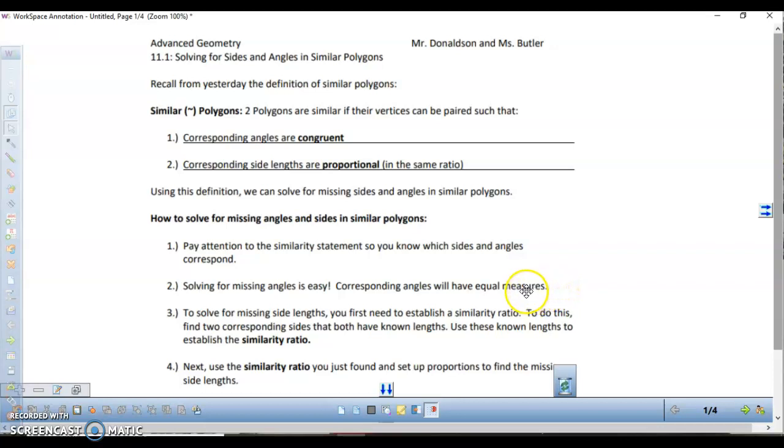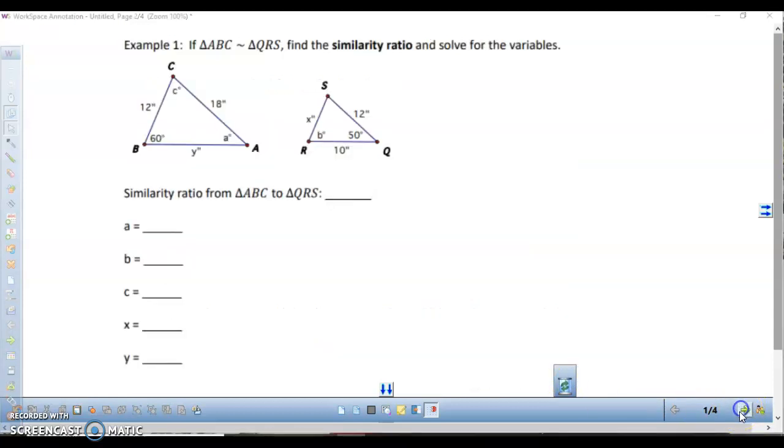We know from the definition that if the polygons are similar, then the corresponding side lengths are going to be proportional. So what we're going to do is first establish a similarity ratio, and that's a ratio of the sides that are known to us in the two polygons, and we'll use this to set up proportions to solve for the missing side. So that's our game plan. We'll just do a couple examples, and hopefully it'll make sense to you guys.